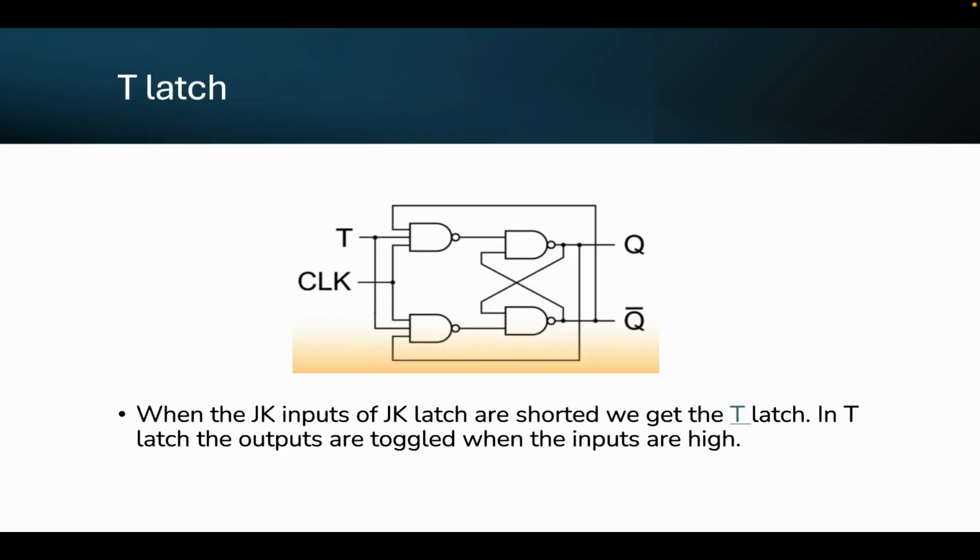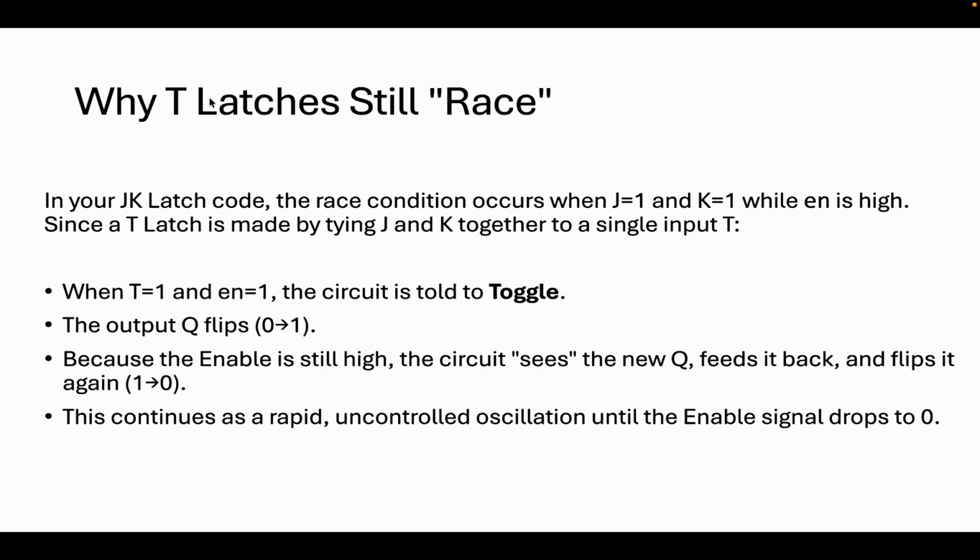So to solve that, again we got a T latch. So what we do in T latch, instead of giving two inputs that are J and K, we'll give it a single input, as we short J and K together and give a T input. Why does T latch still have that race condition? Let us see. In your JK latch code, the race condition occurs when J is 1 and K is 1 and enable is also high.